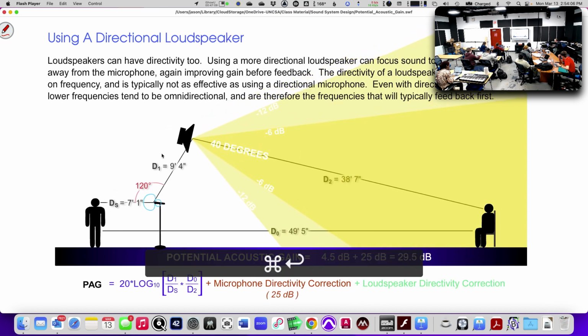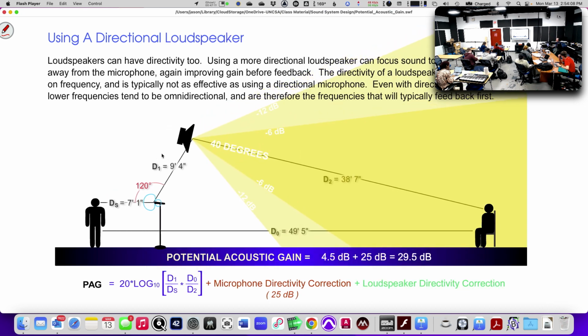What about the loudspeaker? Well, loudspeakers can be directional too. We know that. And that can have an impact on how loud things are. So in this scenario, where I've got the supercardioid mic, which lines up pretty darn close to the null, I get 25 dB of gain just as a result of that directivity.